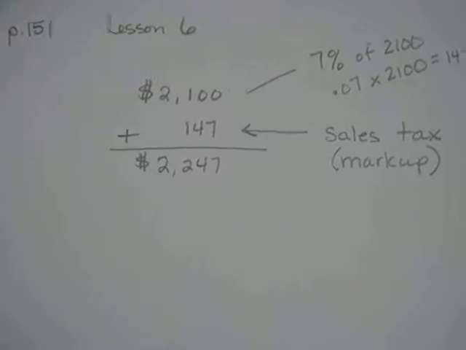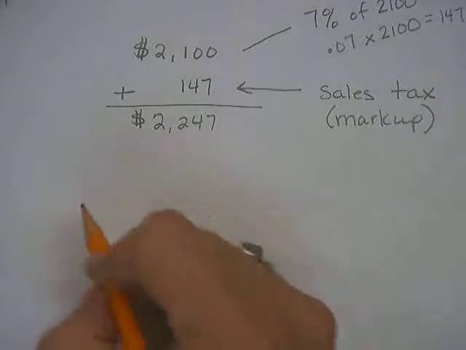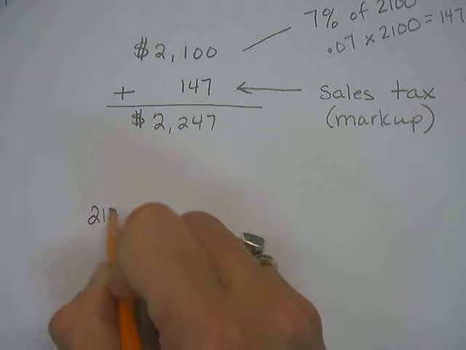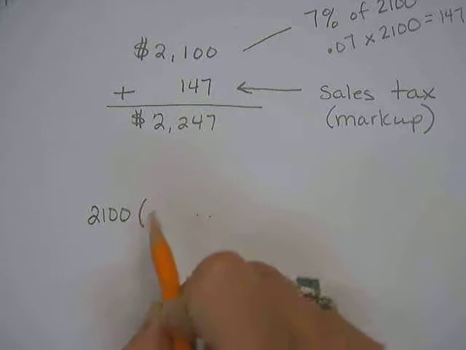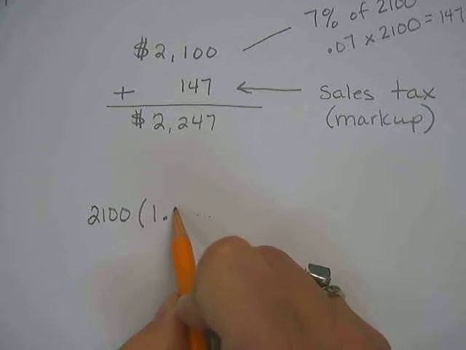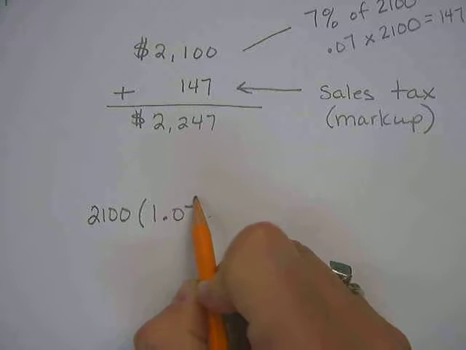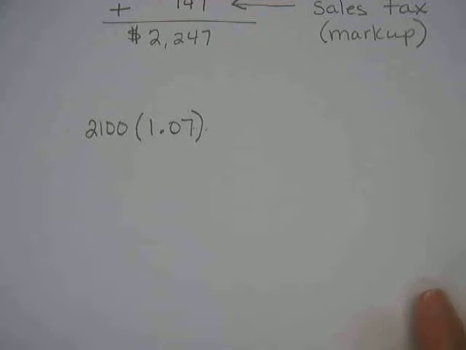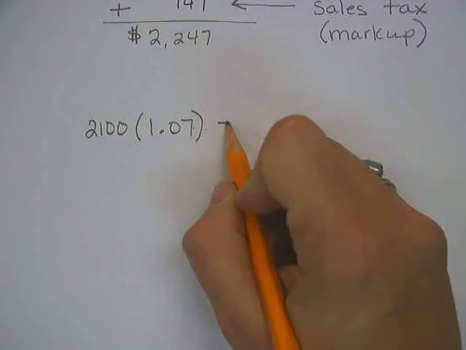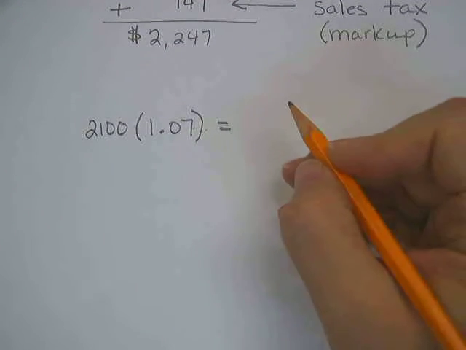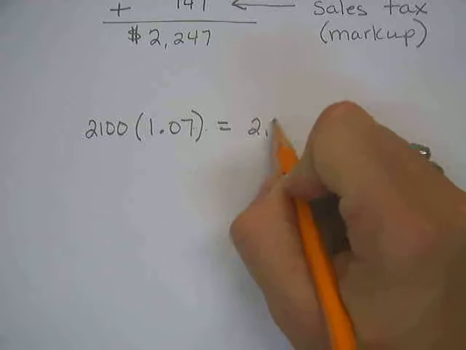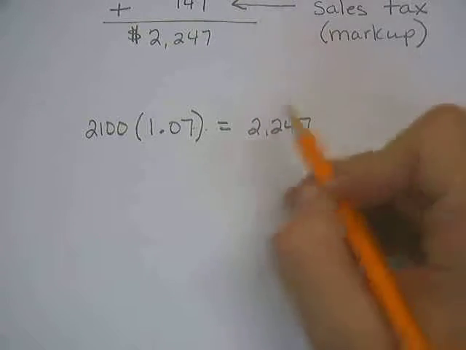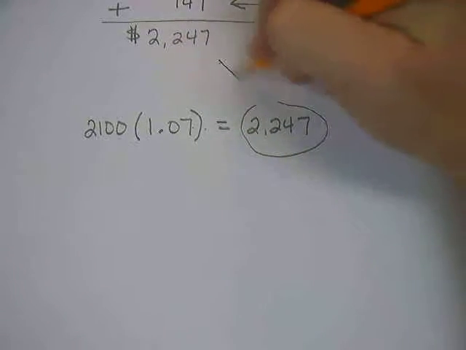Okay. Now, there's an easier way to do this. If you can please take your calculators right now and take $2,100 and multiply it by 1.07. Pause the video and get this done on your calculator, and then you can start it. When you multiply 2,100 times 1.07, notice that you got the exact same answer as we did up here.